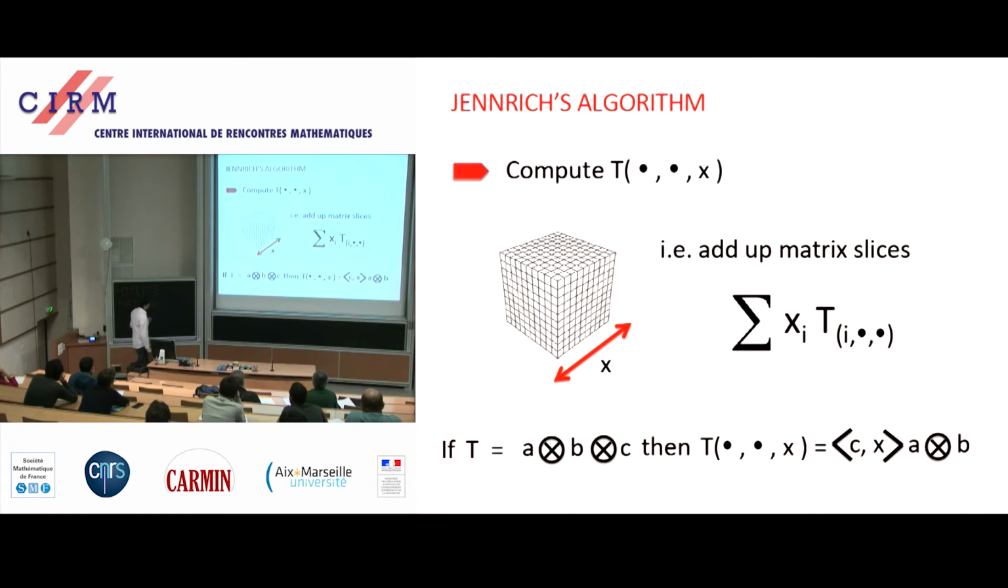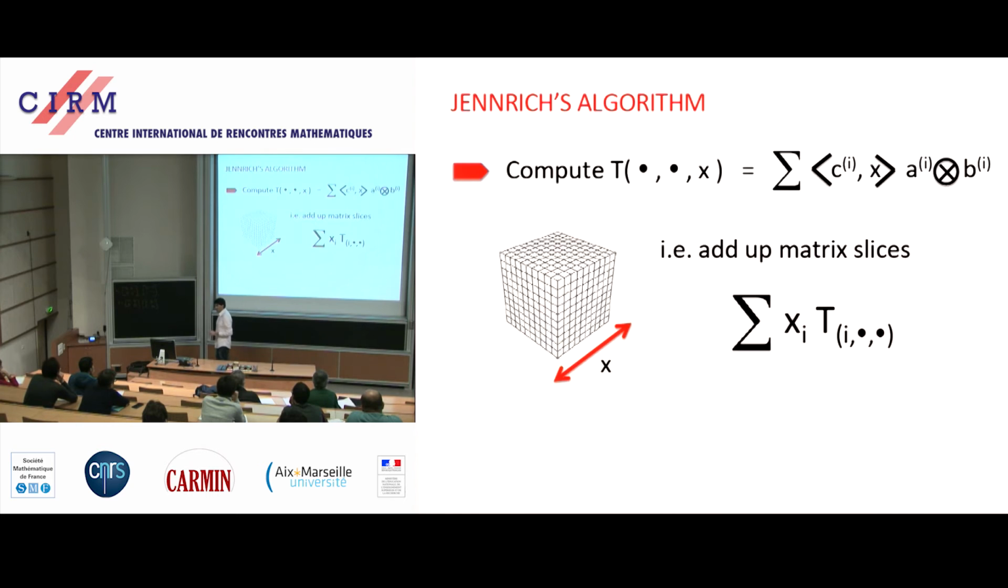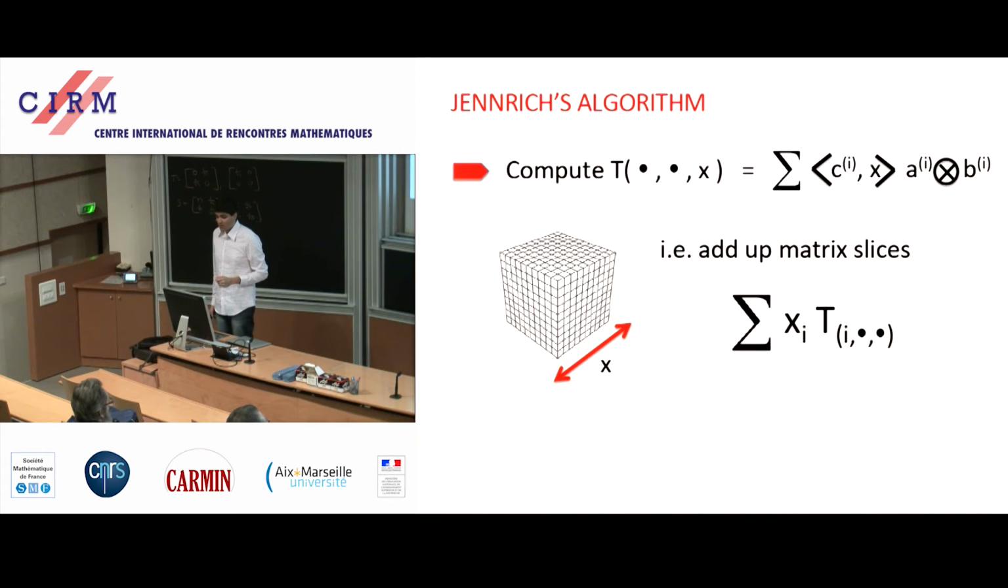If, for example, I took a rank 1 tensor, I guess the index i, it should have been k, but that's all right. If I take a rank 1 tensor and hit it with some vector x, then what I'm literally doing is taking the inner product between c and x, and that'll be the scalar multiplier in front of a tensor b. And that tells you immediately what it does to a low-rank tensor. If T was the sum of a_i tensor b_i tensor c_i, then all you're doing is hitting the c_i's with x, and that's giving you your new ways to scale and add up these fixed rank 1 matrices.